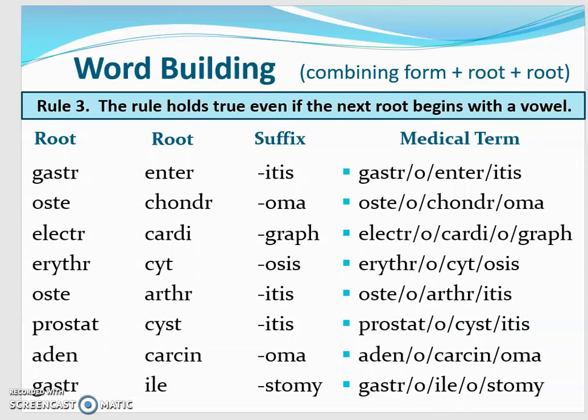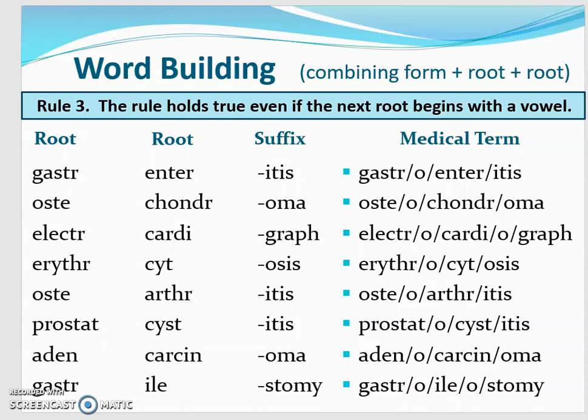So gastroenteritis, very easy. Same sort of thing with osteochondroma. An osteochondroma is a tumor of a bone and cartilage. You notice between osteo and chondro, there is a combining vowel. There is not a combining vowel between chondr and oma because oma brought its own vowel.